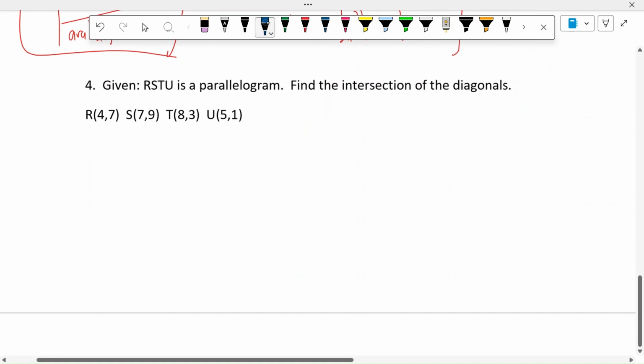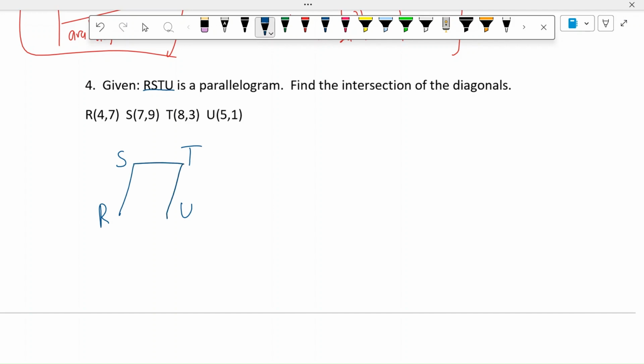Number 4 is a slightly different kind of problem. It says RSTU is already a parallelogram. We just need to find the intersection of the diagonals. So because I have this name, RSTU, I'm not going to pay as much attention to where they're actually located. I'm just going to make sure it looks like an RSTU parallelogram. Put all of my points on here. And then see what I can do.